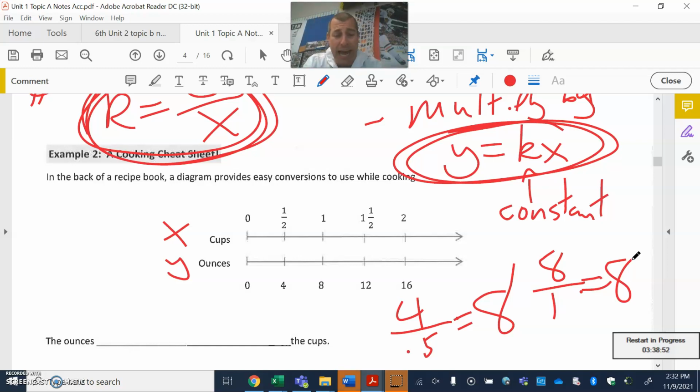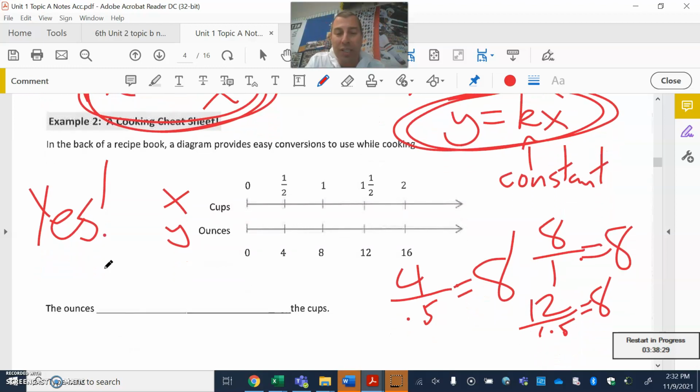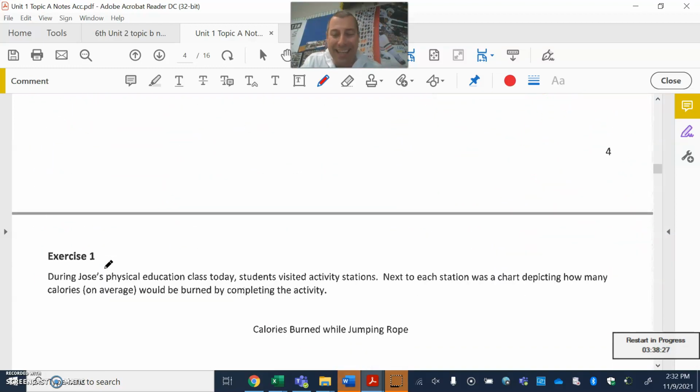12 divided by 1.5. Calculator-wise, punch that in. Yes, you are going to get an 8. And 16 divided by 2, no need to worry about that. I can handle that. That is an 8. So, is this proportional? Yes, we are proportional here. Why? Because we have a constant. We're going to be using that terminology a lot.